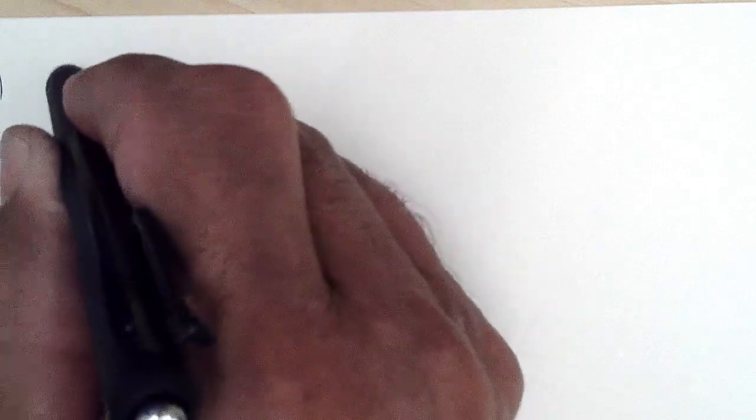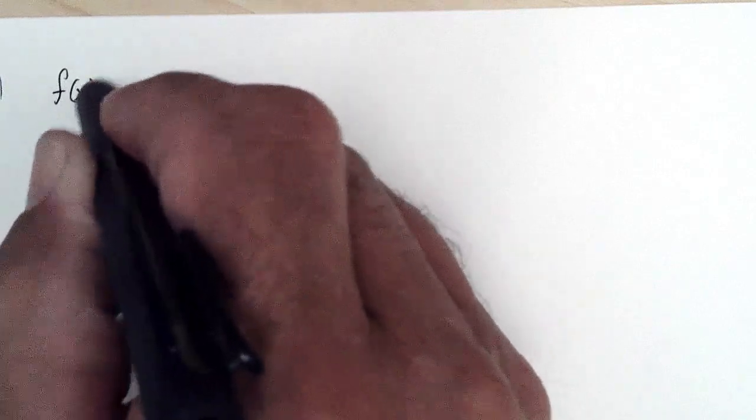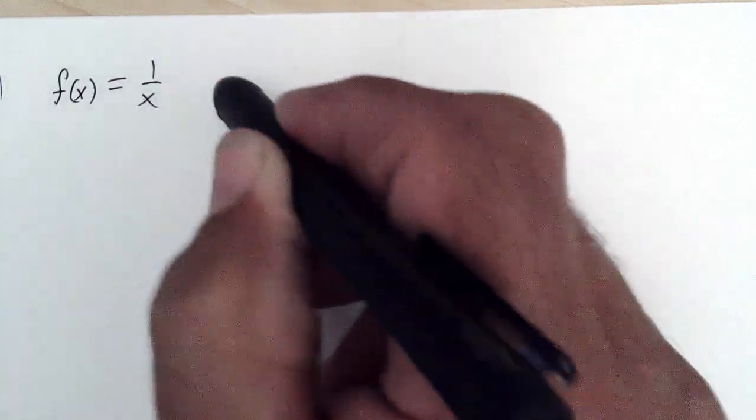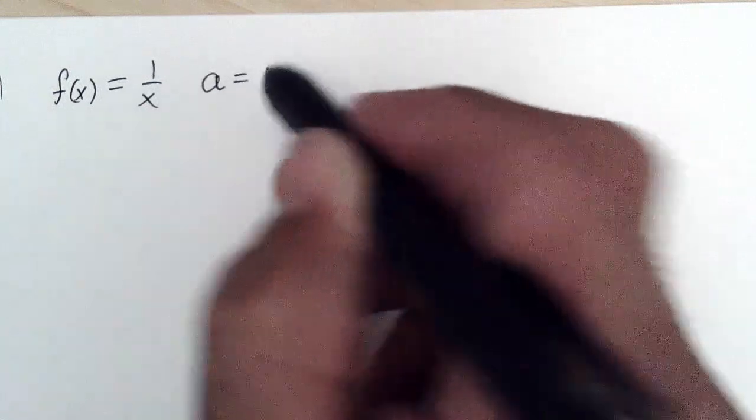So now let's go to another problem. Let me move this back in a little bit so I don't have problems keeping the paper on there. All right, let's go to B, which was f of x equals 1 over x, and we want to look at a equal to 1.